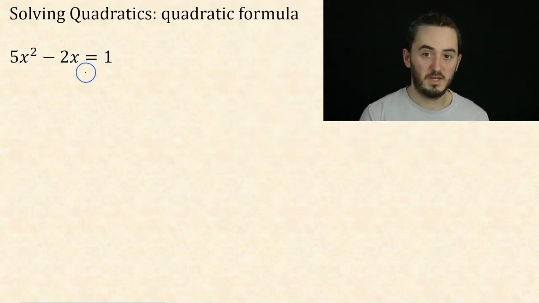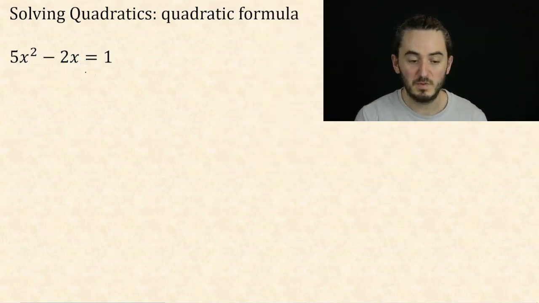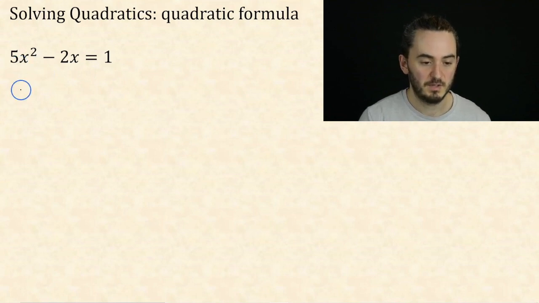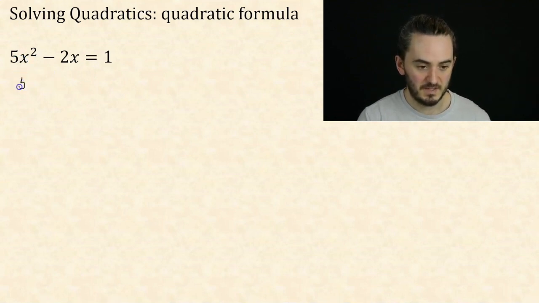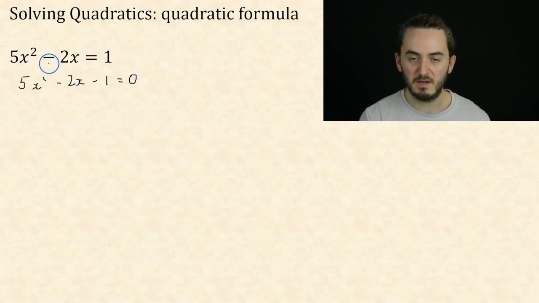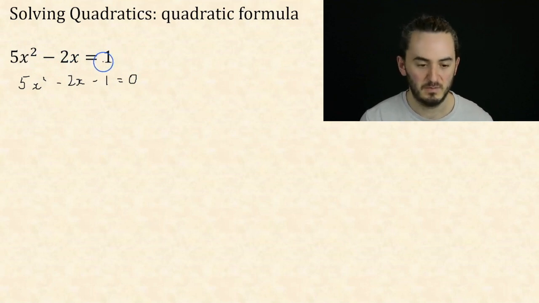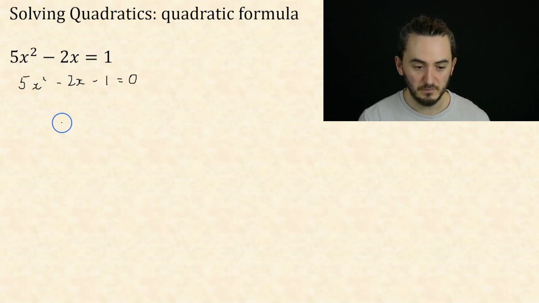Really importantly for this method and all of the methods, we first need to always make sure that we rearrange so that the equation is equal to 0. In this case, that means subtracting 1 from both sides. So 5x squared minus 2x minus 1. It's incredible how many students slip up on that. They try to do something clever with the left-hand side before subtracting 1 from both sides. Now that it's in this form, we can use the quadratic formula.